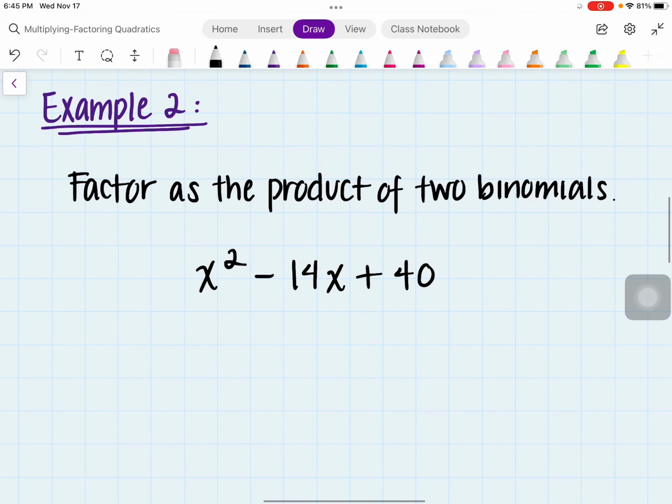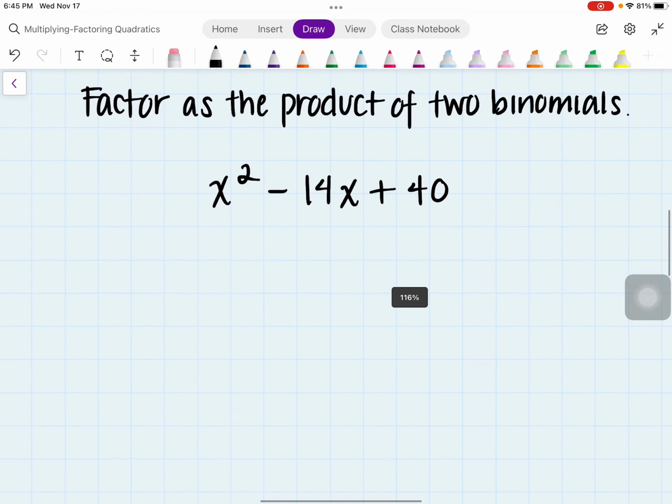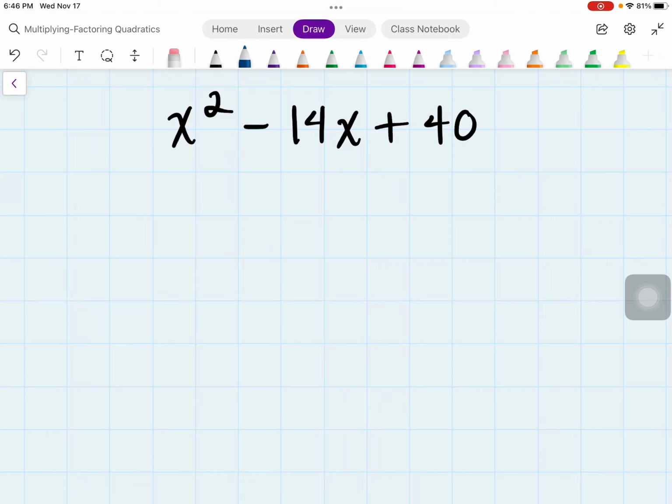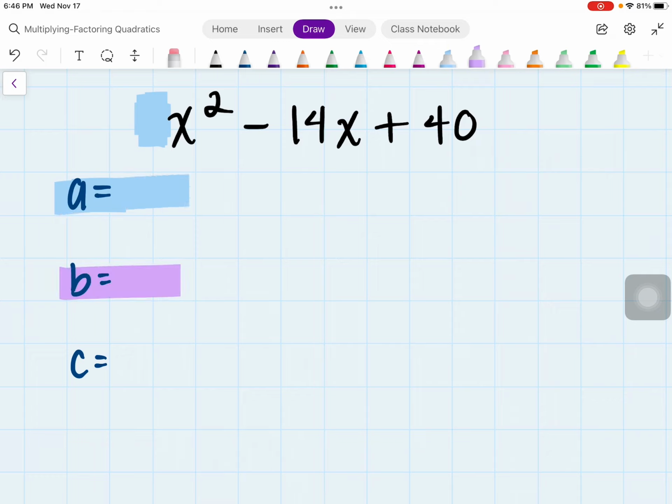Once again, same idea. We have x squared minus 14x plus 40. First step in this case, guys, is to identify our a, b, and c values. So A in this case, guys, once again, is going to be our leading coefficient. B in this case is going to be our x coefficient, and C represents the constant. So in this case, this is a 1. This is a negative 14. And this is a 40.